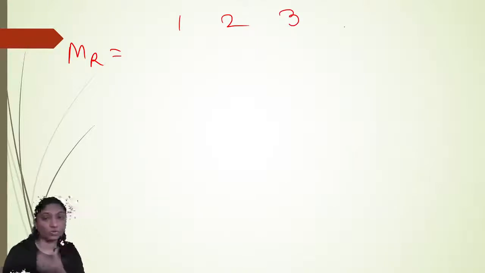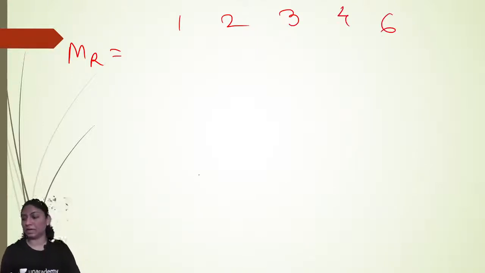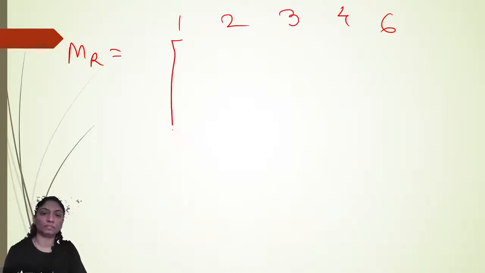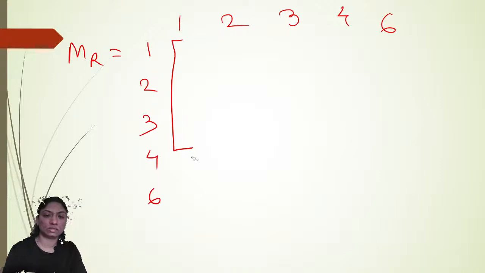Now see, if you want, you can write the matrix relation MR again here. So MR is equal to 1 2 3 4 6, in exactly the same way along the rows and columns.